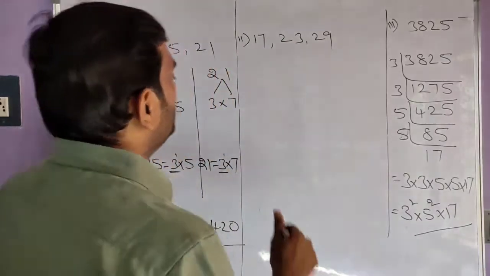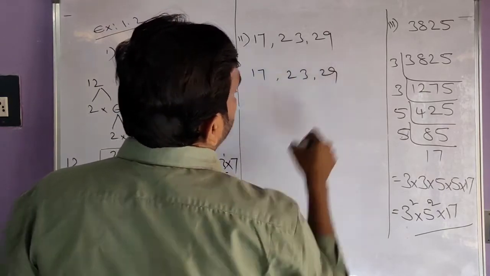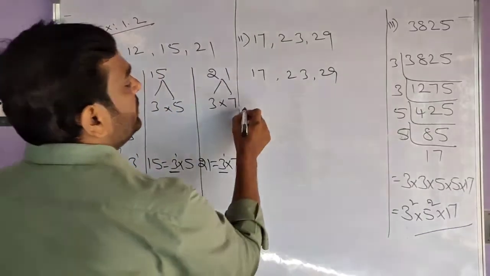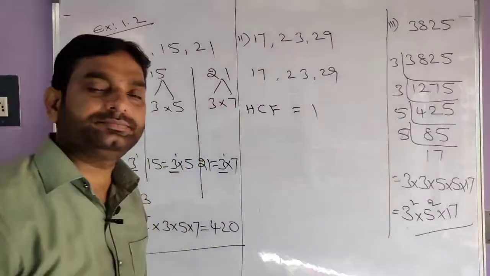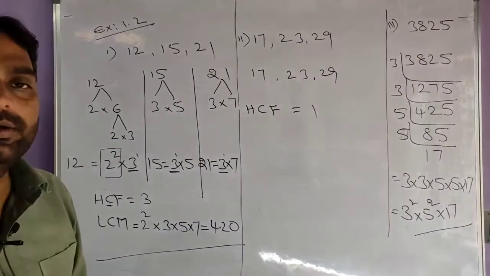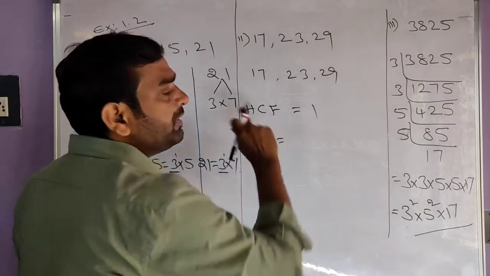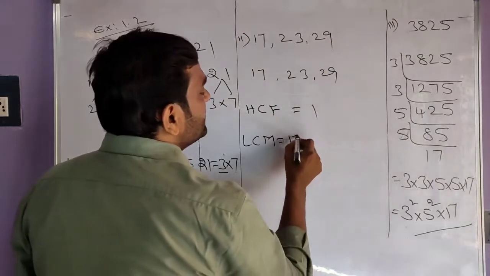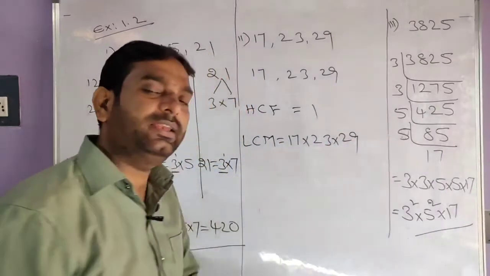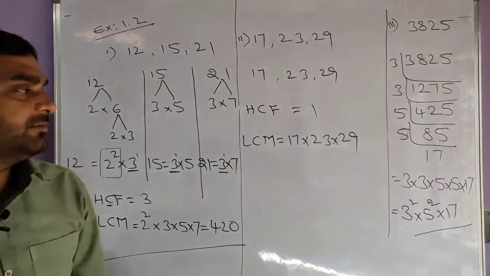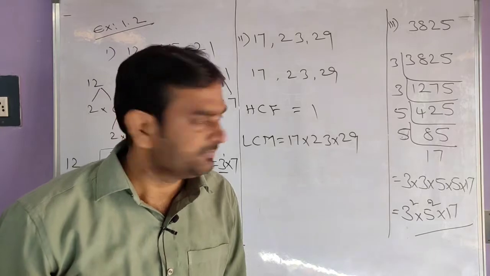So 17, 23, 29, the given numbers, are prime numbers. The HCF of prime numbers is nothing but 1. And the LCM of prime numbers is nothing but the product of the numbers, that is 17 into 23 into 29. The product of the numbers is nothing but the LCM of prime numbers.